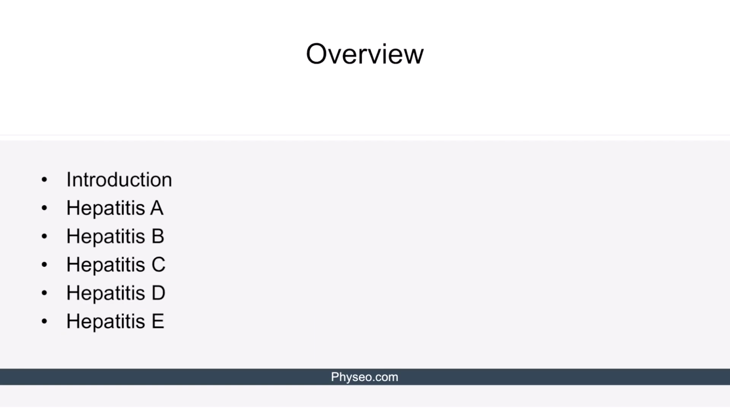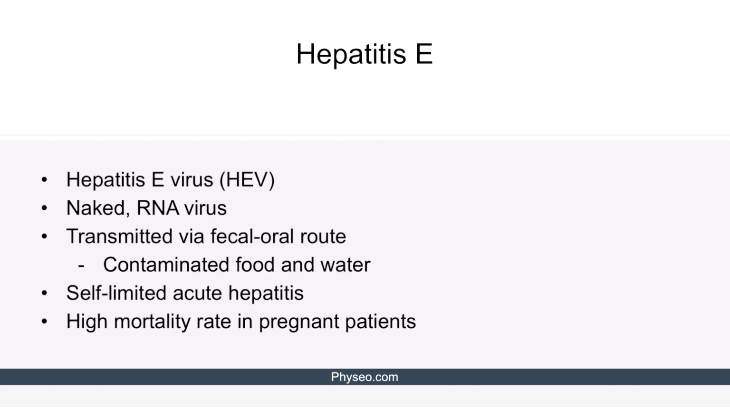All right, the last topic is hepatitis E. This is caused by the hepatitis E virus. It's a naked RNA virus transmitted via the fecal-oral route. So there is increased risk of infection with the consumption of contaminated food and water.